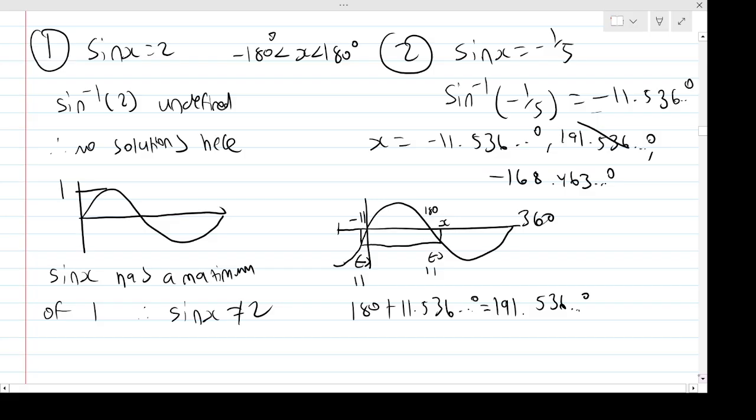So that's taking away 360 from my solution there to get this solution, minus 168. So whilst we can't have that one, if we subtracted 360, we get this solution here, which is above minus 180. So we can have that one, right? Now, if we subtracted 360 from the next solution, minus 11, that would be below minus 180, so we do not subtract any more 360s from my other solutions. So therefore, these are my two solutions there.